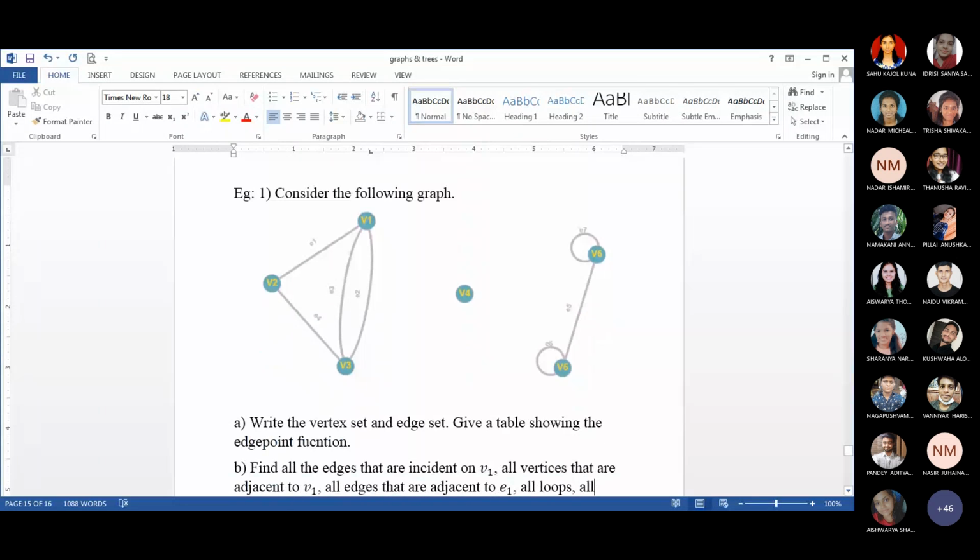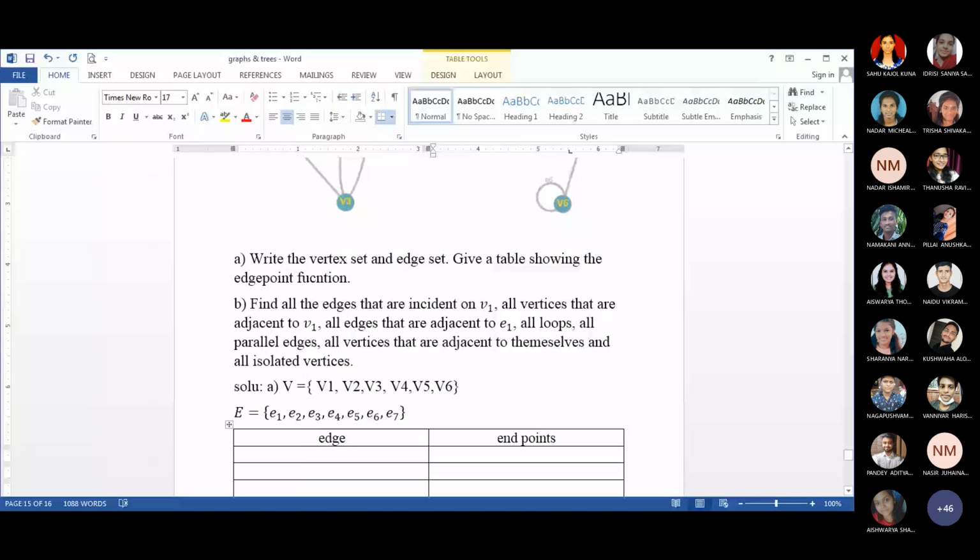Question says we have to give a table showing the endpoint functions. So what basically that means is अपने को टेबल में उसका edges लिखना है. So see, this is what is your set V and set E. Set of vertices and set of edges. V1, V2, V3, V4, V5, V6.